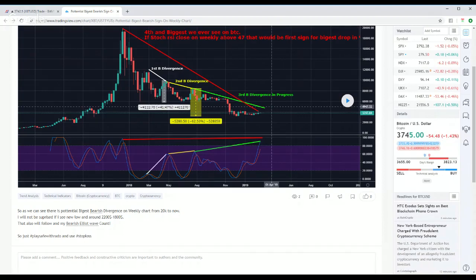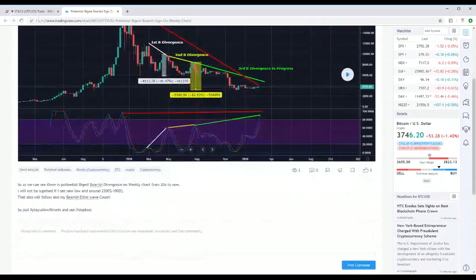So basically that's all that's showing, but this is very disturbing, and I will actually read to you what my partner has written about this. It says, so as we can see, there's potential for the biggest bearish divergence on the weekly chart from $20,000 until now. I will not be surprised if I see a new low at around between $1,800 and $2,200 Bitcoin price. That also will follow my bearish Elliott wave count, which in fact I will now go over.